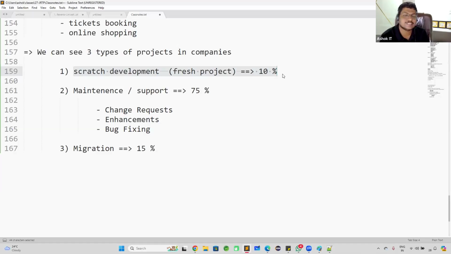So in a maintenance project, what kind of work will be available? Change requests, enhancements, and bug fixing. The third category is migration projects. Migration project means converting the project from one technology to another technology. Are you clear with my point?